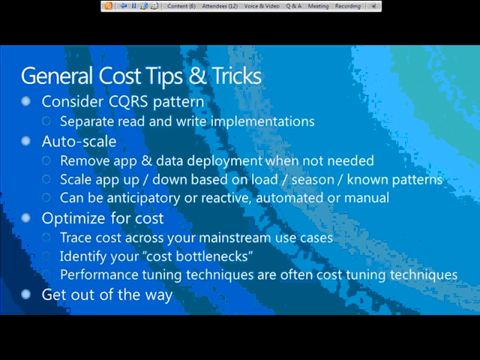Some general cost tips and tricks for your solution, especially for large solutions. Consider the CQRS pattern. If you're not familiar with that, the command query responsibility segregation pattern, that's a mouthful, really just means that things that can modify your data and things that are just read or query oriented can be separated and implemented separately. And there are a couple of good reasons to do that.